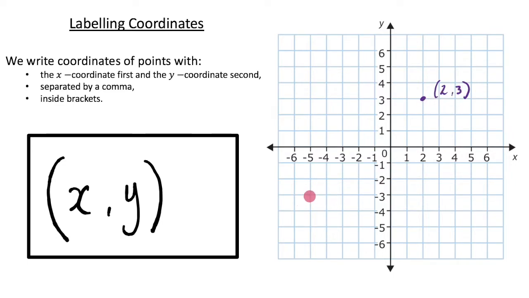Let's put another point in. Let me come down here. So I'm going to label it now. My x-coordinate is -5, and my y-coordinate is -3.